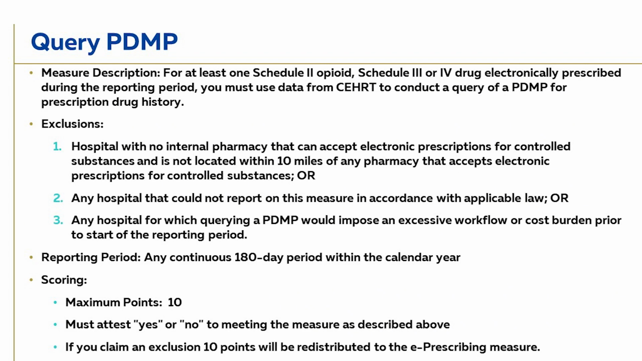Query PDMP. For at least one Schedule II opioid or Schedule III or IV drug electronically prescribed using certified EHR technology, you must conduct a query of the Prescription Drug Monitoring Program. This is worth 10 points and is a yes or no attestation. There are exclusions available. If you claim an exclusion, the 10 points will be redistributed to the e-prescribe measure.